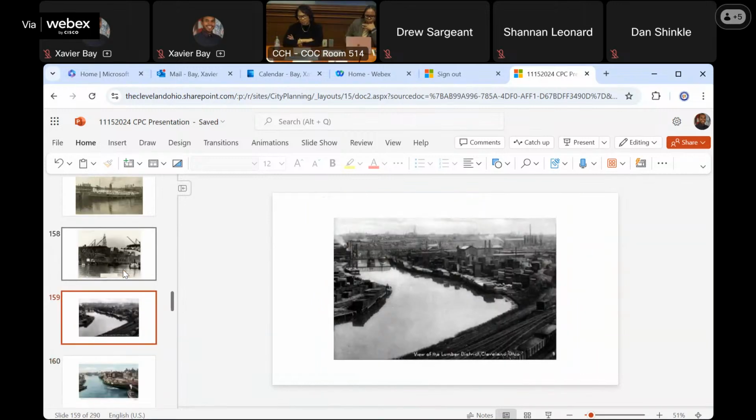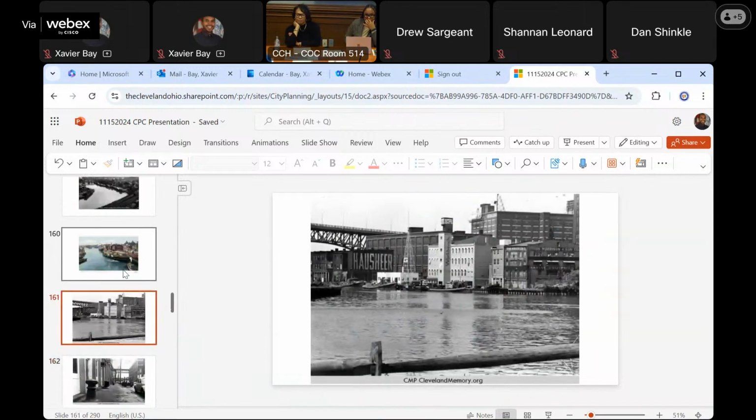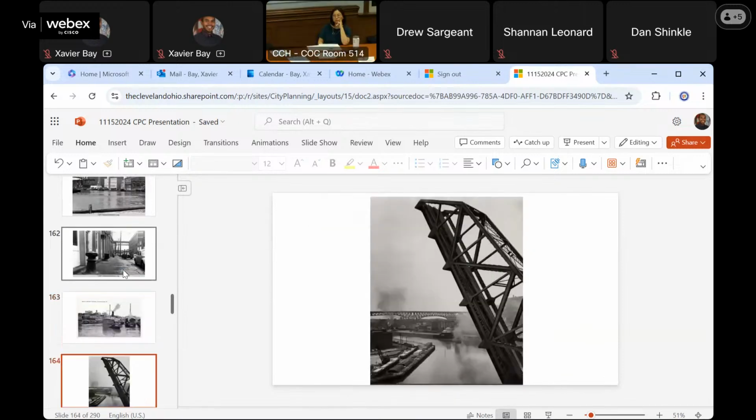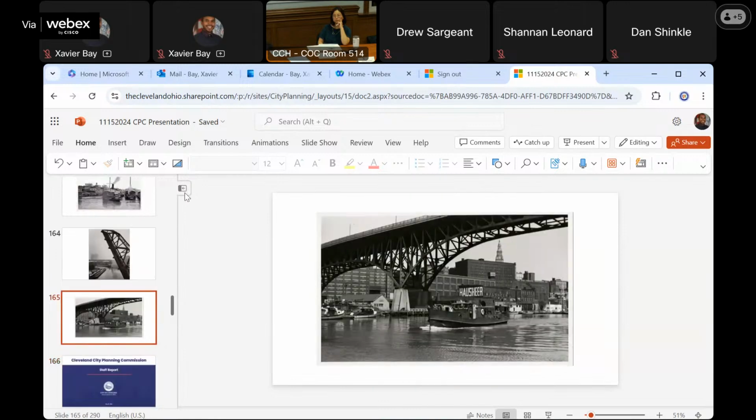Maybe while we're getting up the final renderings, we can make some comments about design review. There's also a variance request. So I just want to give a brief background first. Madam Chair, members of the commission, Dan Schenkel, Downtown Flats Administrator.